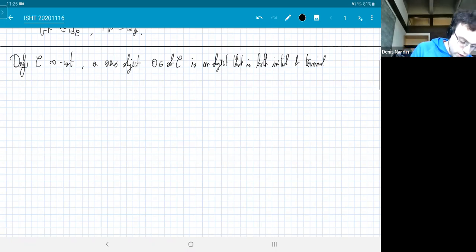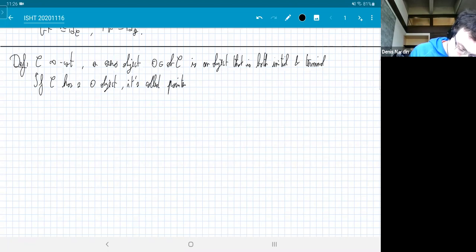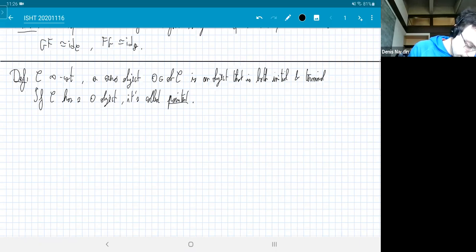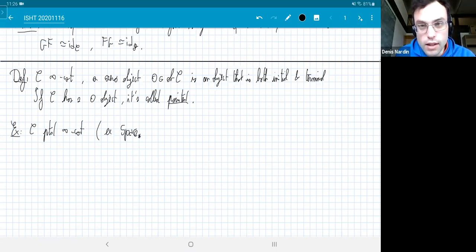So let me give you the definition. If C has a zero object, it's called pointed. This is our terminology that we import directly from one category land without any modification. So let me give you an example. C a pointed infinity category, for example, pointed spaces, which is where the name is coming from.